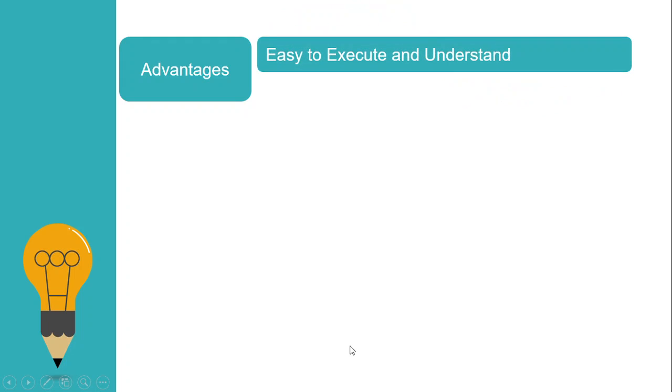Advantages of this technique: easy to execute and understand. Systematic sampling is relatively easy to construct, execute, compare, and understand. This is particularly important for studies or surveys that operate with tight budget constraints. So we can choose the specific sampling, and we will choose an interval for the sampling.